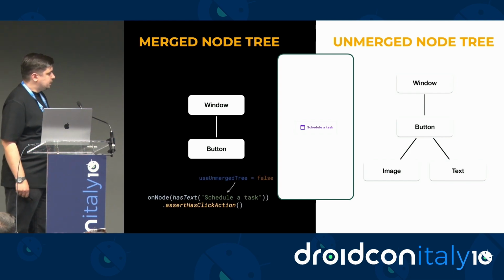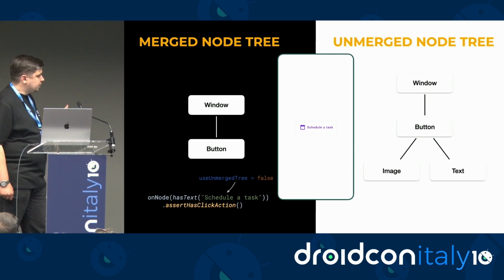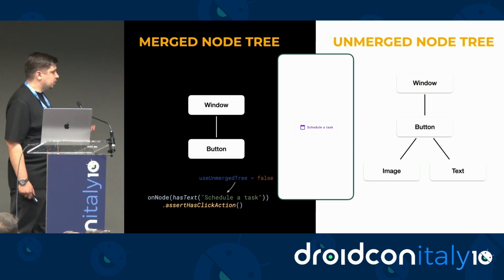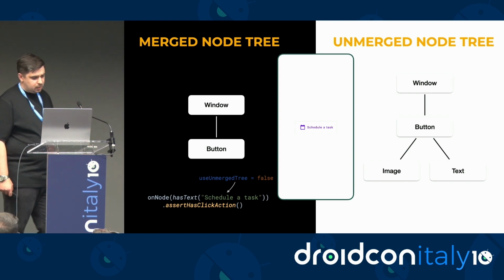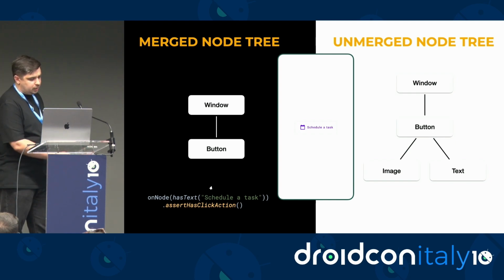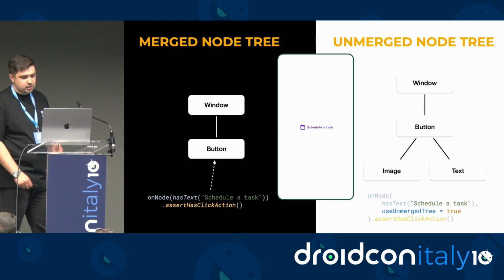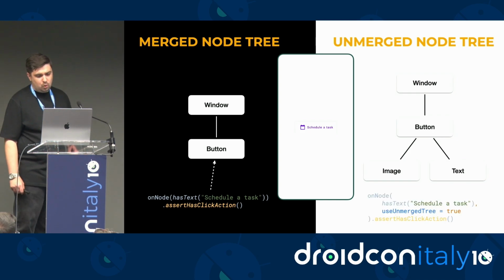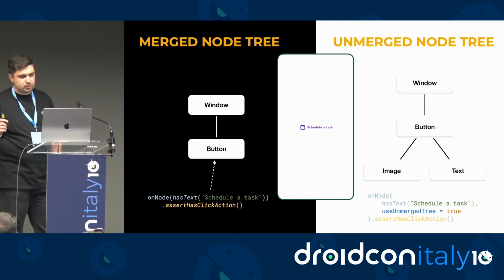Because if we take a look at a super simple operation, we try to find a node by some title. In this case, it's "schedule a task". As we don't pass any additional parameter to the onNode function, we will use the merged node tree. So in our case, we will find our button as our component. If we try to do the same here, we already pass the useUnmergedTree equals true parameter to the onNode function. And in this case, we will use the unmerged node tree. And if we try to find an element, we will find our text.